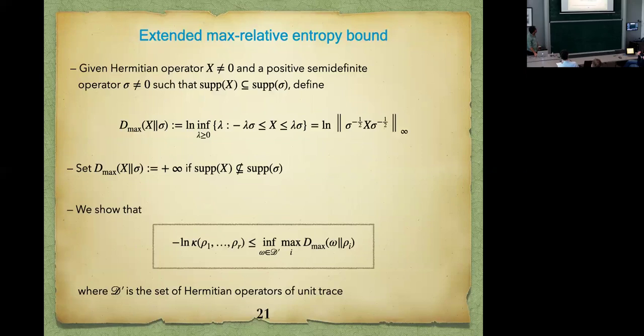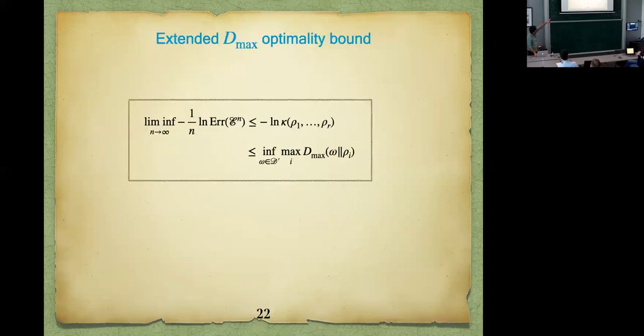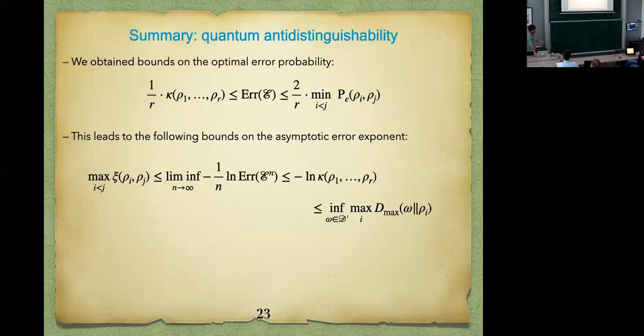Okay, so this is what we have got so far for the asymptotic error exponent. We got an upper bound in terms of kappa, which is also bounded above by this extended D max quantity. And that's all we know about the asymptotic error exponent for the quantum case. It is still a wide open question to answer this question for the exact error exponent. We don't really know. So this is just a summary of what we did for the quantum case.